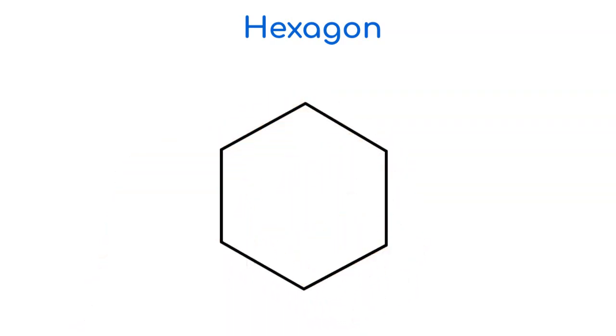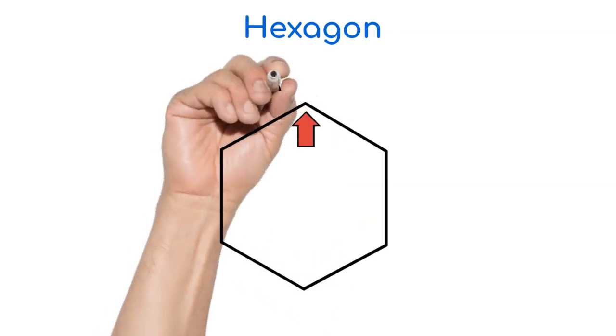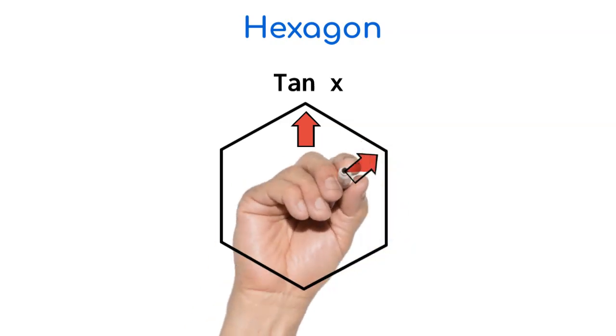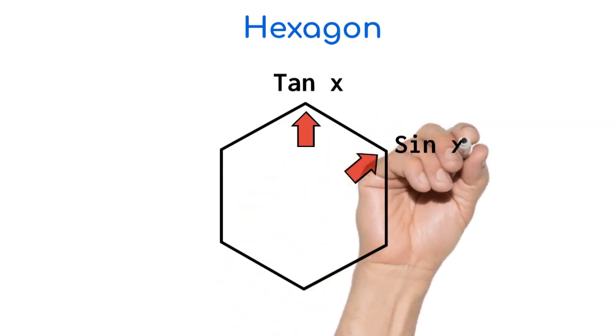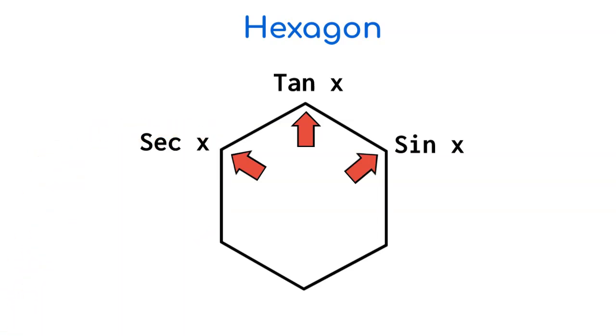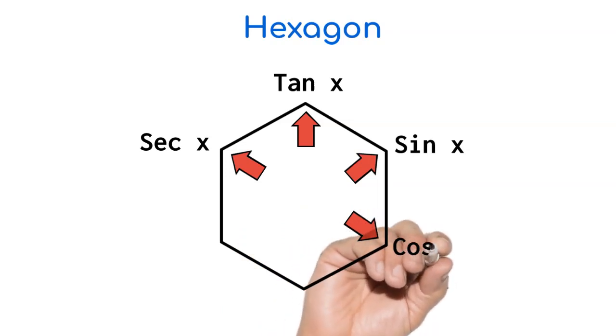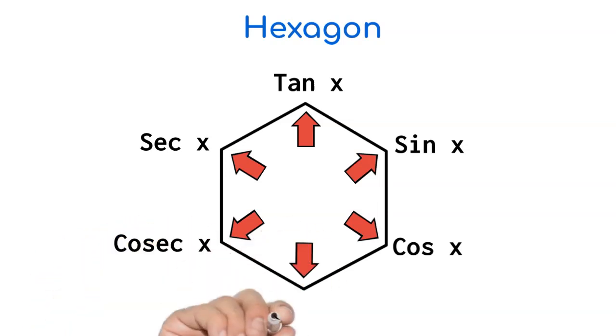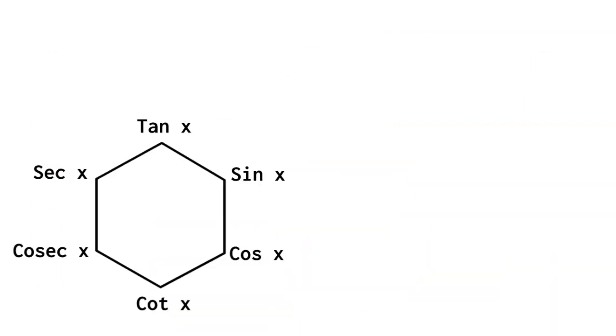Draw the hexagon, and now we will place the trigonometric function with the letter T at the top, that is tan x. Then the trigonometric functions with the letter S will be placed at the top right and the top left, that is sin x at the top right and secant x at the top left. Then the trigonometric functions with the letter C will be placed at the bottom right and the bottom left. That is cos x at the bottom right, cosecant x at the bottom left, and cot x at the bottom. So now let's derive the equations using the super hexagon trick.